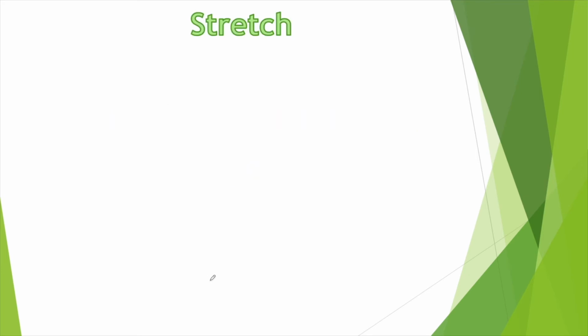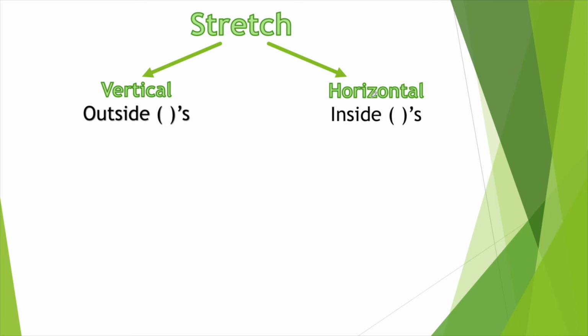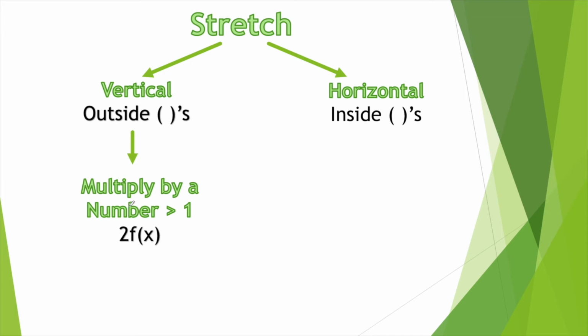So let's start with the stretch. For stretch, you again have a vertical as well as a horizontal. Notice, vertical is on the outside of the parentheses, horizontal is on the inside of the parentheses. For it to be a vertical stretch, you must multiply by a number that is greater than 1. Hence the 2. 2 is larger than 1. 3 would work, 4 would work. Any number that is even a fraction larger than 1 will work and create a stretch.